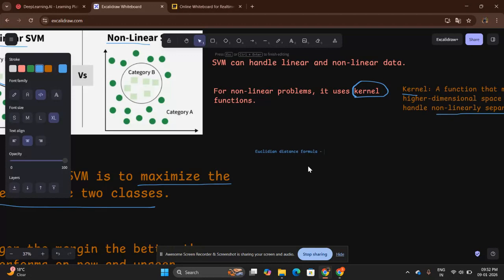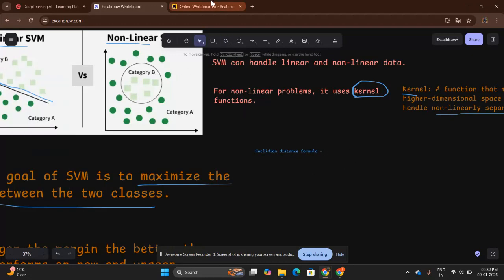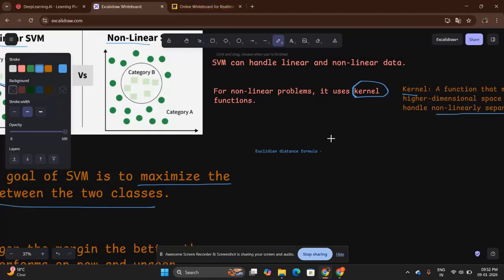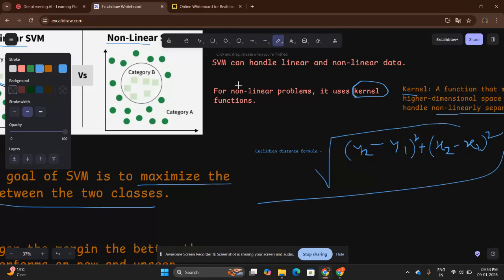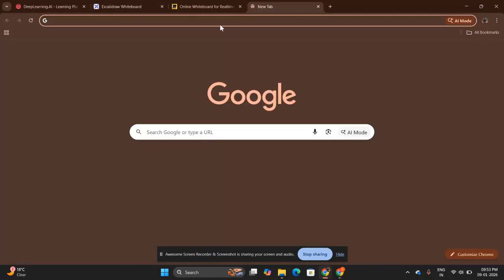That is the square root of (y2 minus y1) whole square plus (x2 minus x1) whole square. This is the Euclidean distance formula. You can see over here.